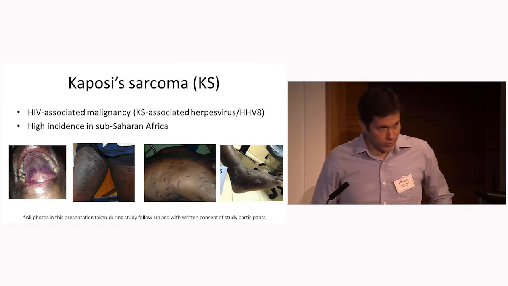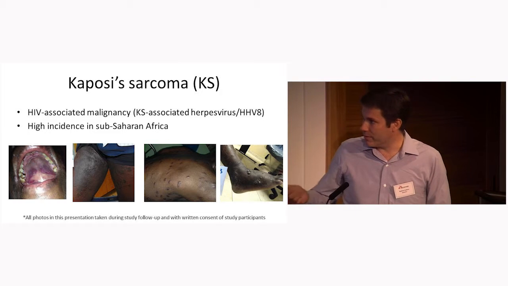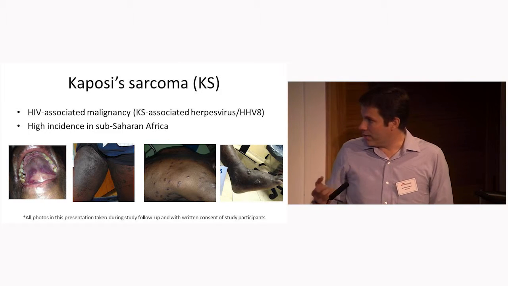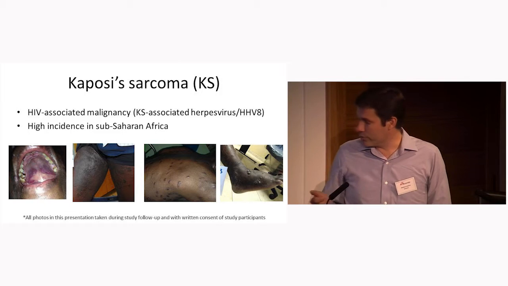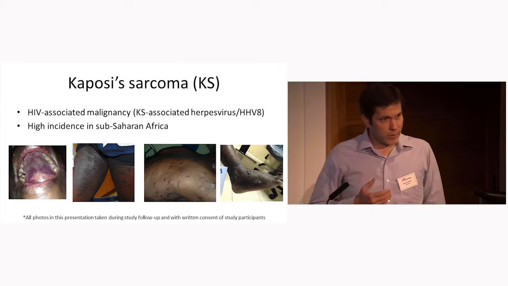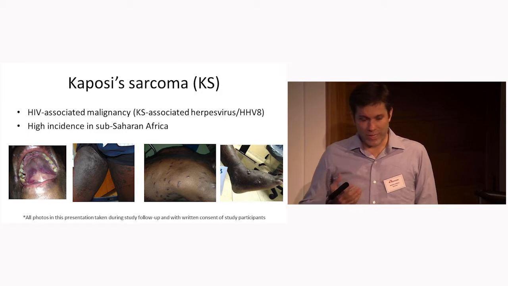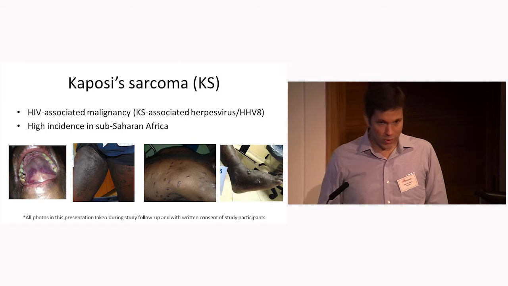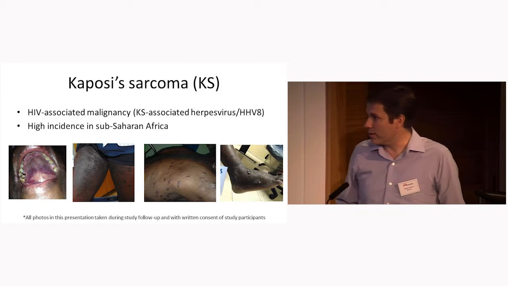Otherwise, the external forms have a variety of different forms. You see the very thick plaques, different sorts of macules and nodules. And you can see on the right that when the extremities are involved, there's often a dense lymphedema, which causes great pain and great disability.